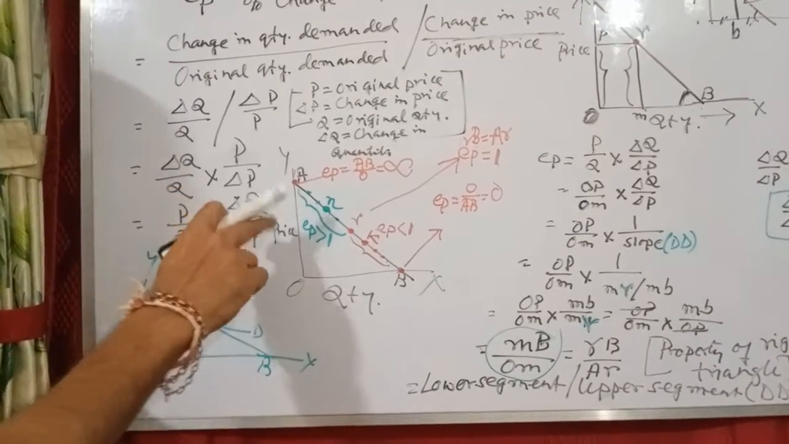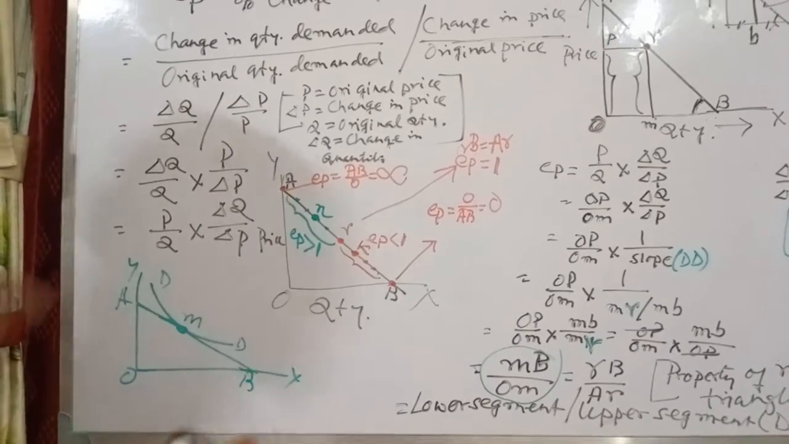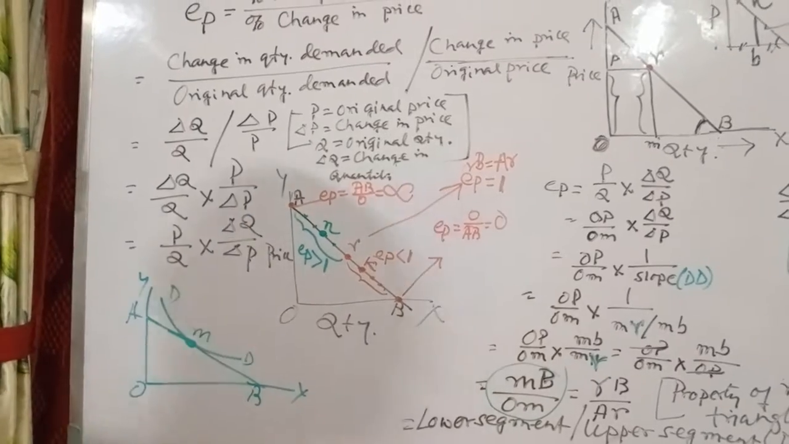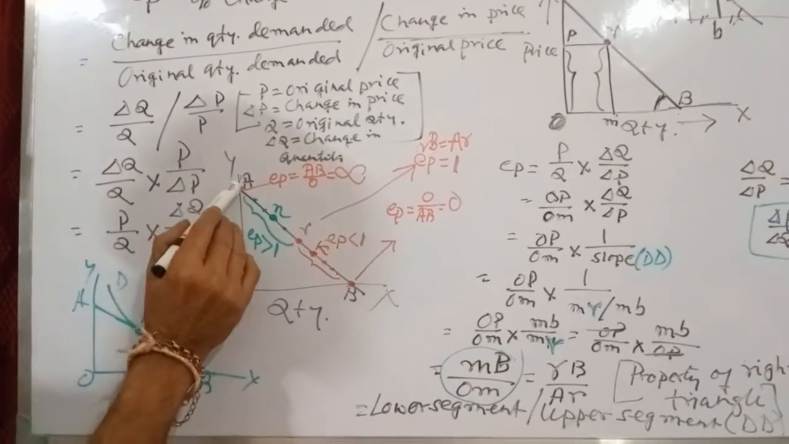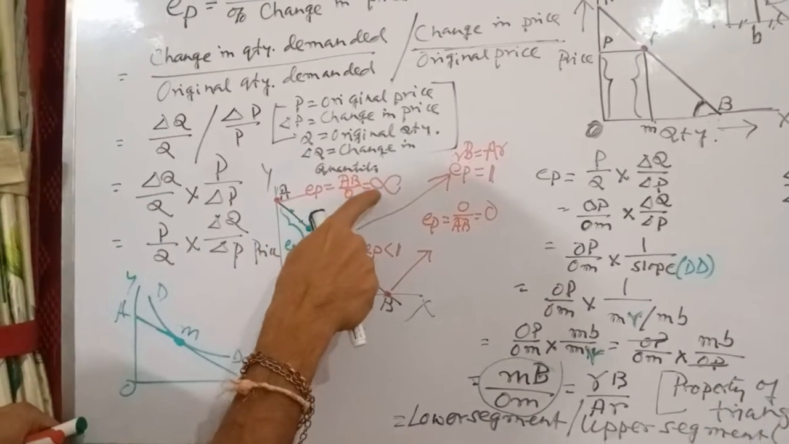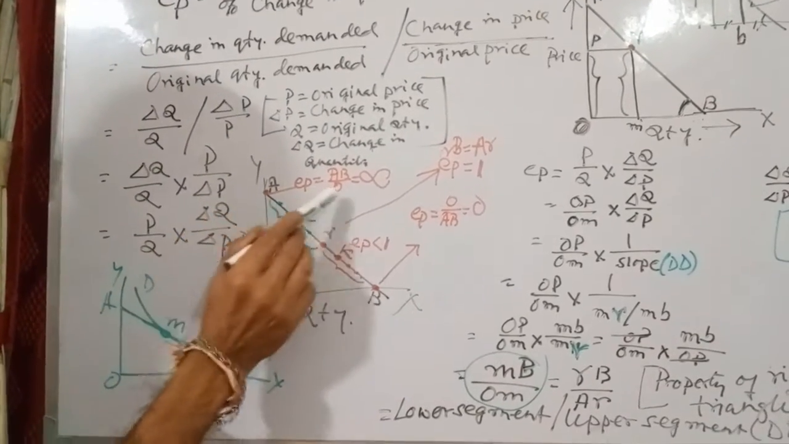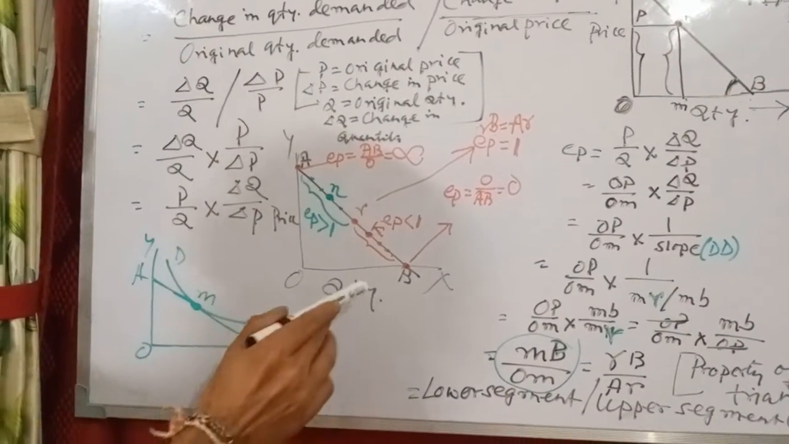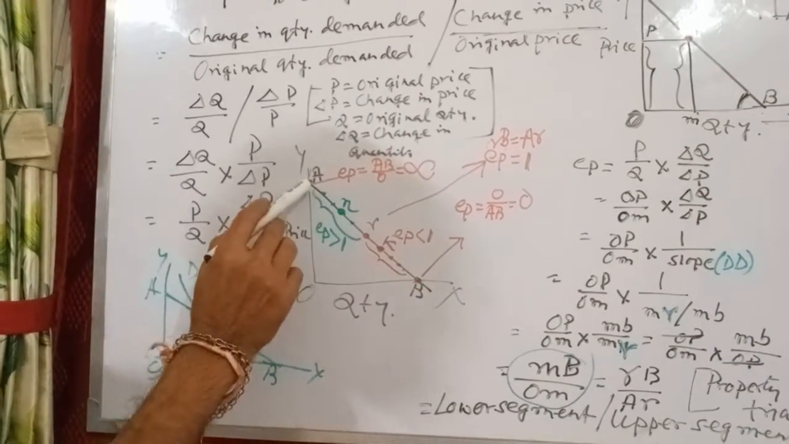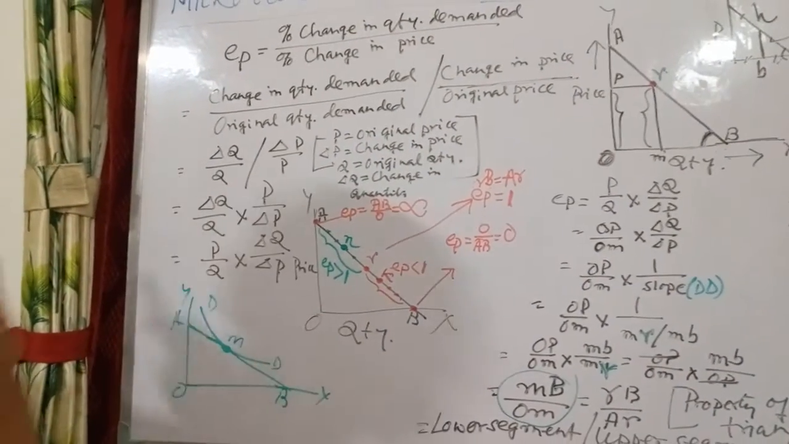On the other extreme, at point A, where the demand curve touches the y-axis, the full demand curve is the lower segment. There is no upper segment, that is upper segment is 0. So elasticity at this point equals AB divided by 0. This means infinity. So elasticity at point A is infinity, whereas elasticity at point B is 0. In between A and B, elasticity varies from 0 to infinity.